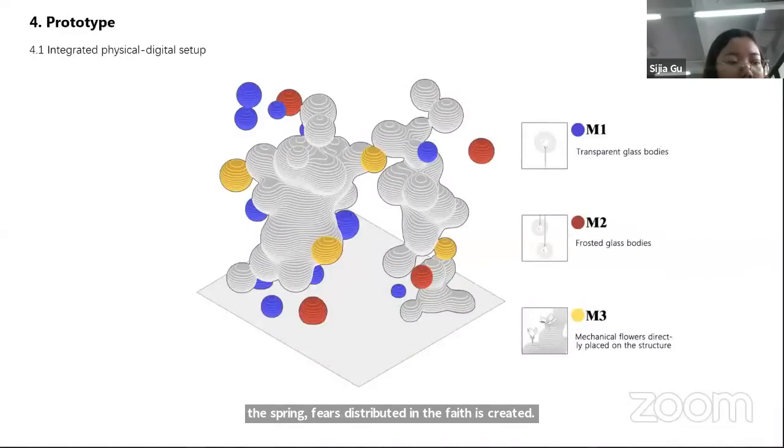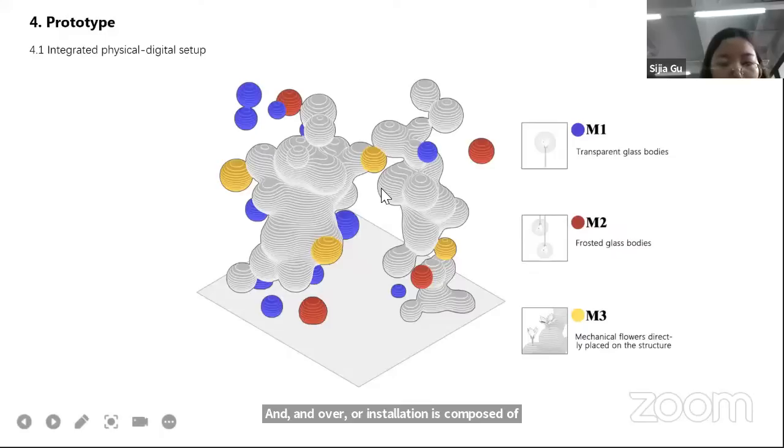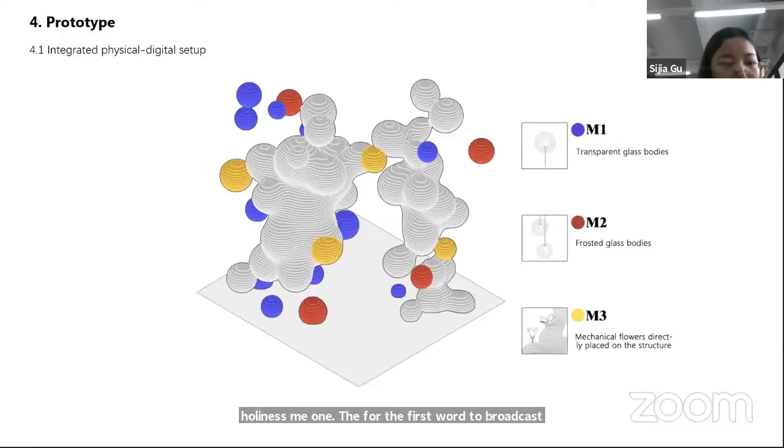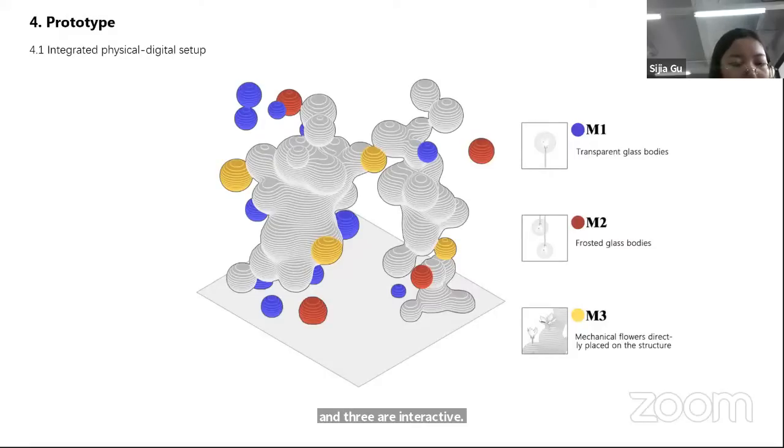And the overall installation is composed of 4 parts, containing the support structure here, the transparent glass bodies M1, the frosted glass bodies M2, and the mechanic flowers. Among the flowers, those directly placed on the structure, M3, are interactive. The support structure serves as a carrier for other components.